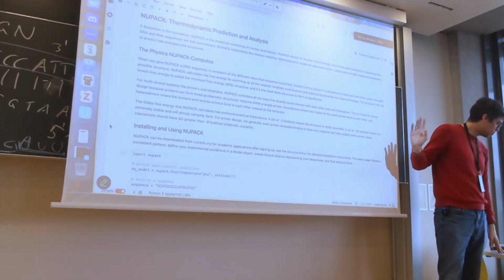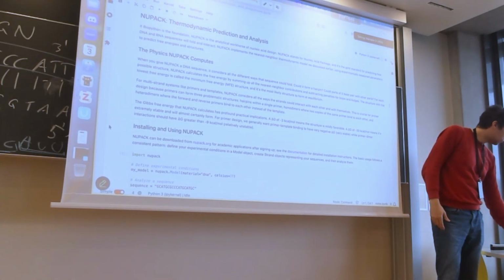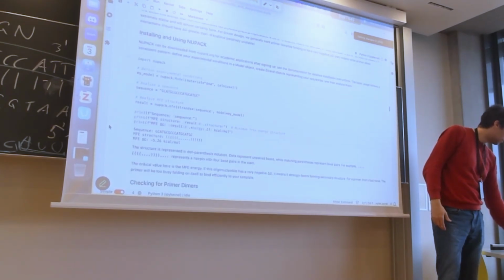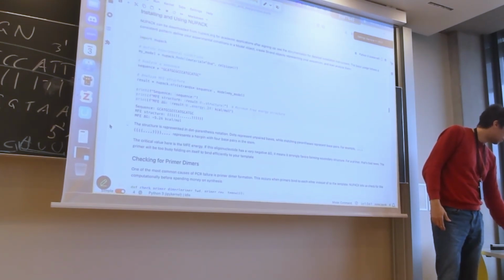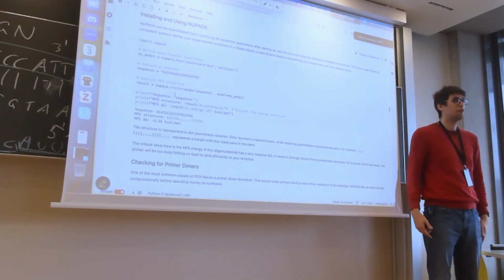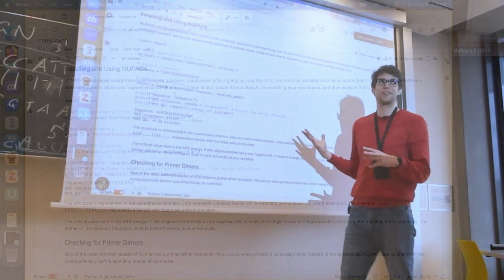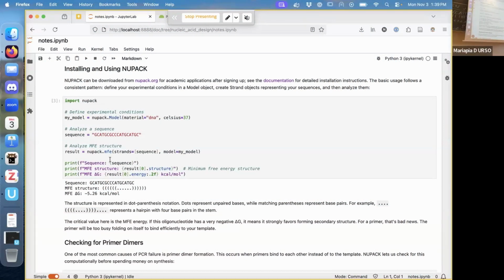Just a small word of warning, NUPACK is a really good piece of software, but you can't just install it via pip install. You have to go to the website and register, because they have this weird licensing thing going on. For academic use, it's completely free of use, but you have to register there if you want to use it. Okay, let's go through maybe an example here.